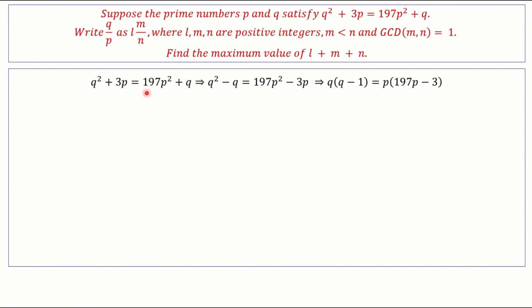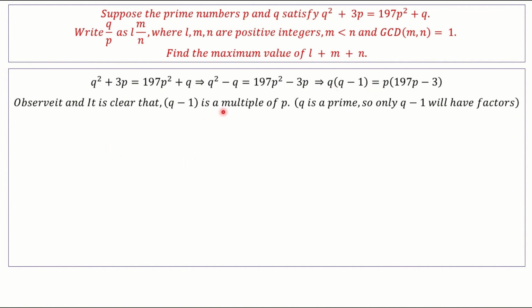So q square plus 3p equal to 197p square plus q, which means you take the q and p terms to the same side. So q square minus q equal to 197p square minus 3p. q into q minus 1 equal to p into 197p minus 3. Here you know q and p are primes. So q minus 1 has to be a multiple of p, because q is a prime here. Similarly, this should also be a multiple of q.